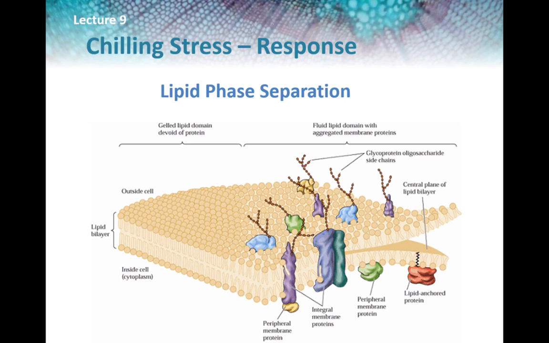The figure shows a membrane that has undergone a lateral phase separation, as would occur at chilling temperatures. The solid gel region is tightly packed and has excluded proteins, which have become concentrated in the liquid crystalline domain. The original hypothesis involved a phase transition in which the entire membrane solidified, disrupting the activity of membrane-associated proteins.